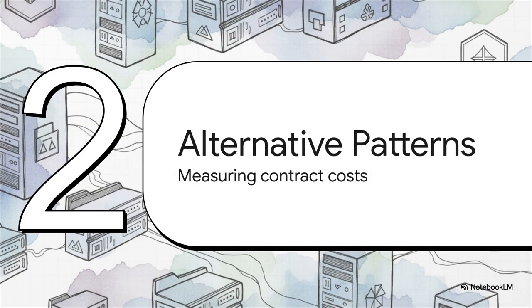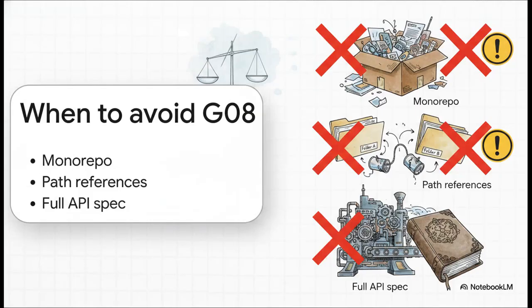Section 4. When alternatives work better. Measuring the costs of contracts. Because honestly, they aren't always the right tool. Maintaining a versioned contract takes effort. There are times when it's absolutely the wrong choice. If you're dealing with fewer than 3 repos, a single team, and the same deployment cadence, just use a monorepo. The contract overhead there is pure friction.